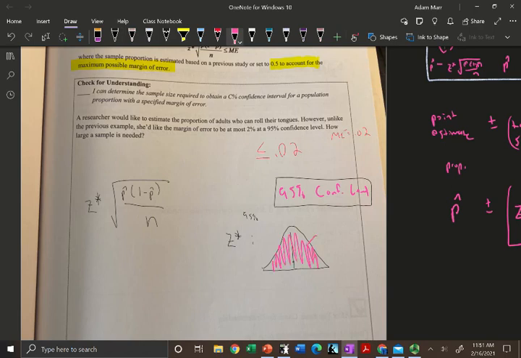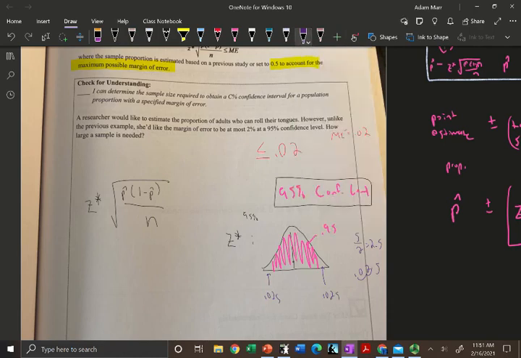95% is all right there, 0.95. And we know that 100 minus 95 is 5, divided by 2 is 2.5. So that means that this is, remember, if I put that as a decimal, that's going to be 0.025, right? So it's going to be 0.025 here, 0.025 right there.